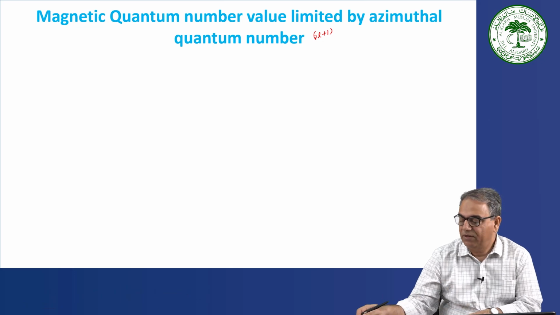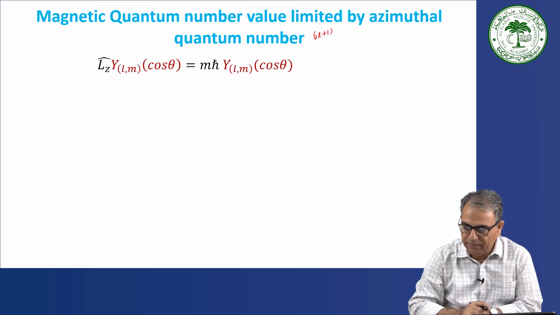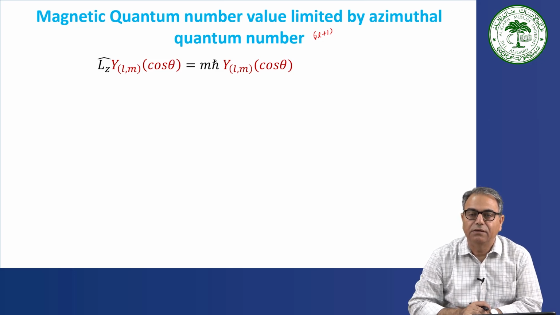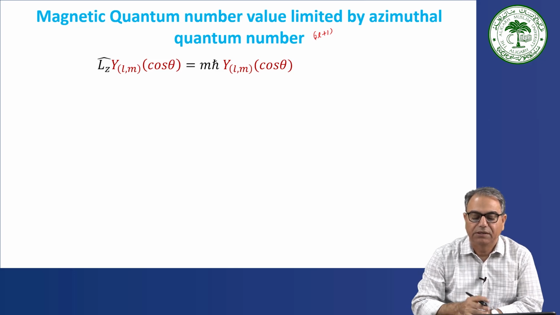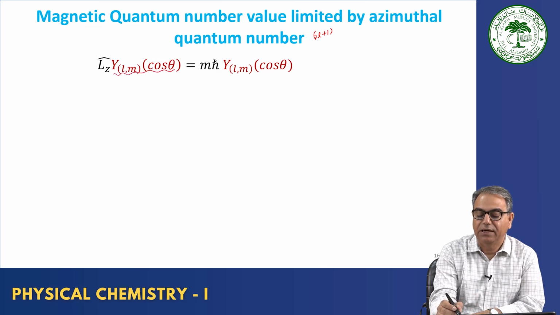Look at it from the angle of operator algebra and the magnetic quantum number: operator algebra and operating with the Lz and L square operators. What do you get? This you have done already: when you operate with Lz on a function, any function, I will not say what function it is, you get an eigenvalue m h cross.